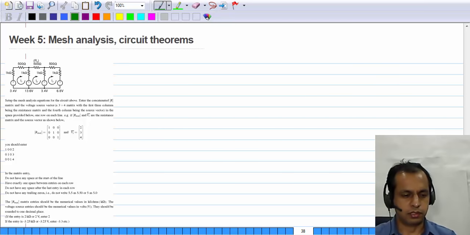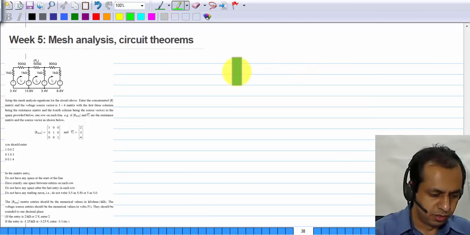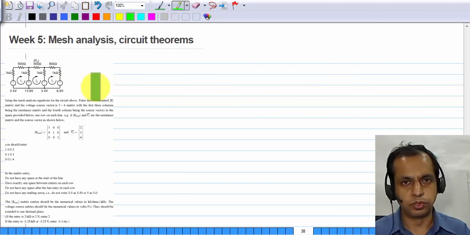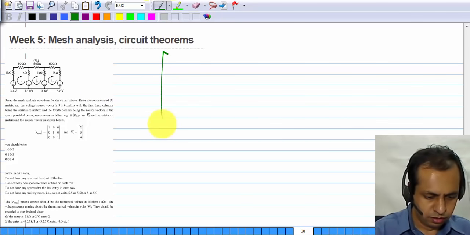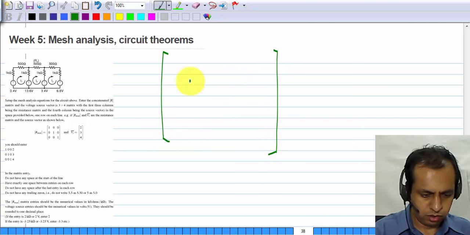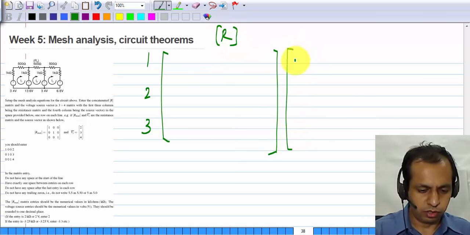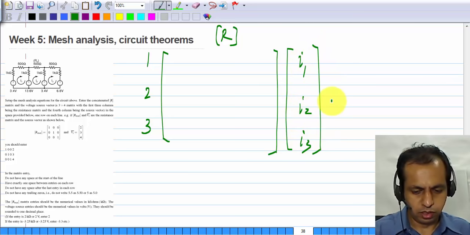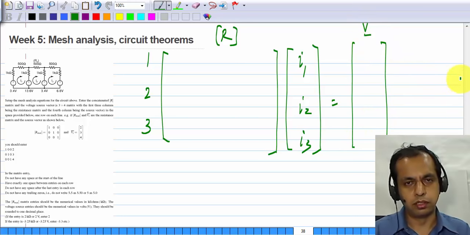We'll now discuss the fifth assignment on mesh analysis and circuit theorems. The first question is about mesh analysis. It has resistors and voltage sources, the case that is easiest for mesh analysis. There are three meshes which are marked, and the three rows of this matrix, the resistance matrix, correspond to meshes 1, 2 and 3, and then you have mesh currents I1, I2, I3, and this will be equal to the voltage source vector V.